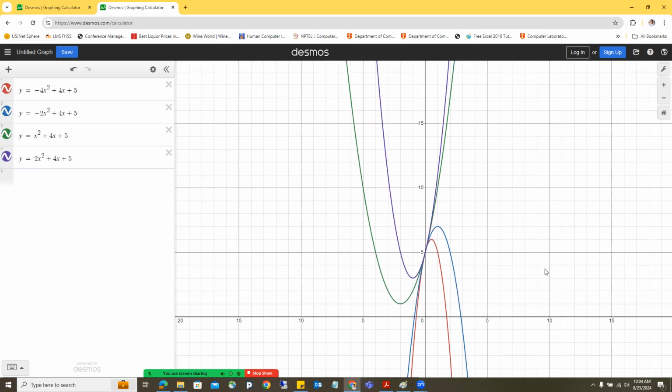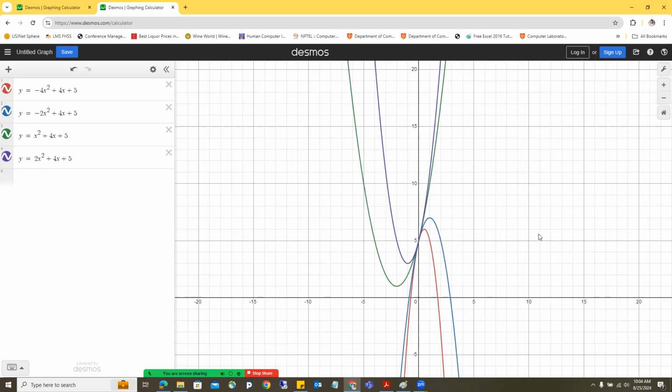Now tell me what has happened here. These are the four graphs. Here we have the red color one. Here we have the blue color one. Then the green color one is x squared plus 4x plus 5. And then the purple color one is 2x squared plus 4x plus 5. What do you think has happened? The bigger the a value, the more compressed it gets.